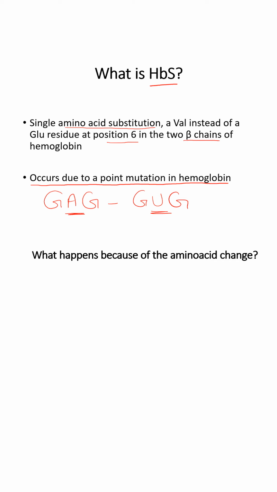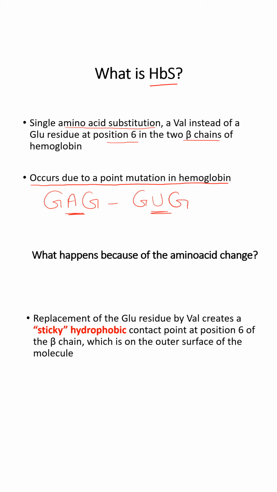So what? Just an amino acid is going to change. What happens because of that amino acid change? Replacement of glutamic acid by valine. What is glutamic acid? It is a polar amino acid. Whereas valine is a non-polar amino acid. Because a polar amino acid gets replaced by a non-polar amino acid, there is a sticky hydrophobic contact point or sticky patch. This is called sticky patch formation in the outer surface of the hemoglobin molecule. So this happens on the outer surface of the hemoglobin molecule where there is a sticky patch.